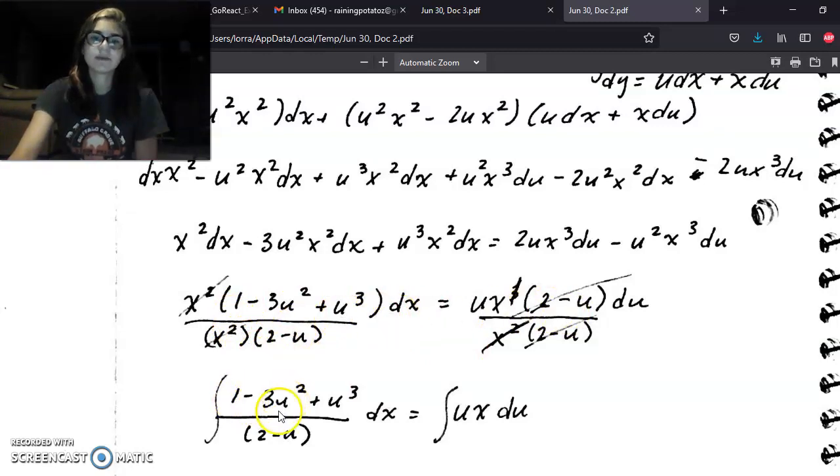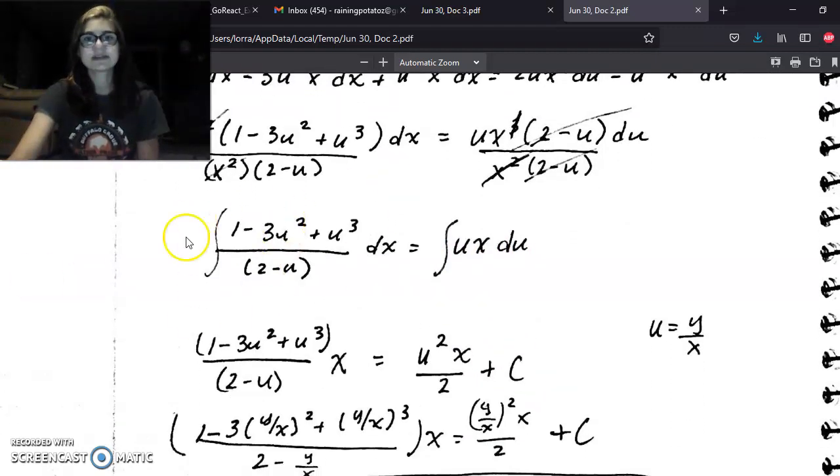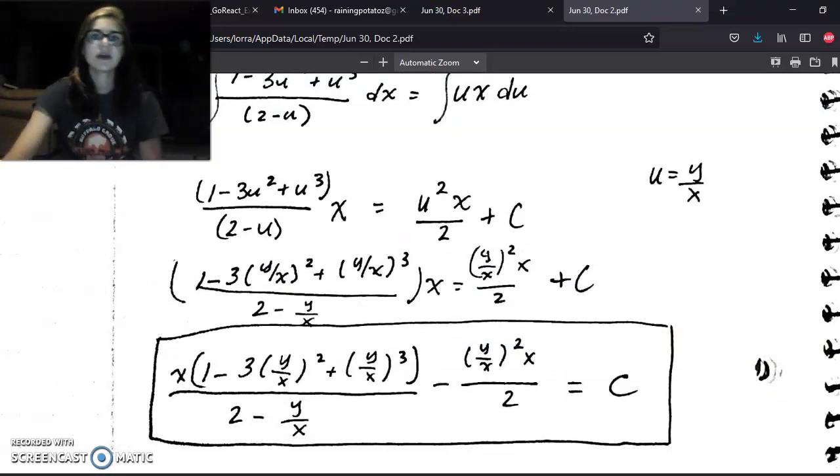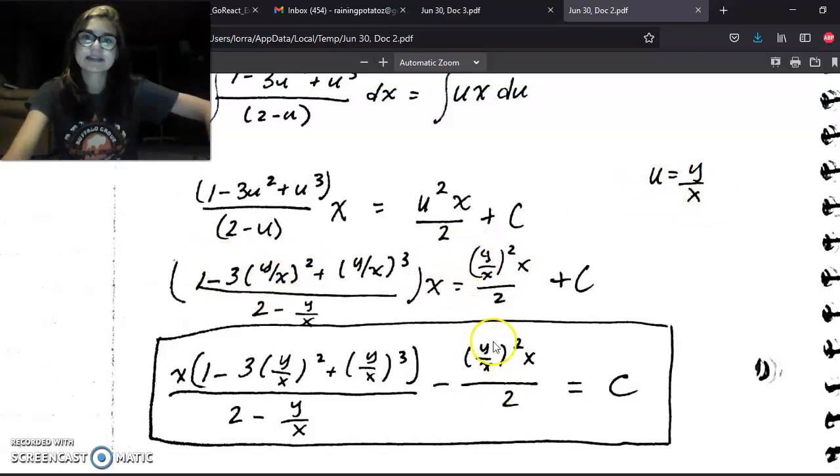So ultimately you get 1 minus u squared plus u cubed over 2 minus u dx, and then u over x du. And basically you take the integral of both of these. You can treat this as a constant because we're integrating in x, so that's that. And then u squared x over 2 plus c. And then after that, you can plug in u is equal to y over x. And so I just plugged in y over x, and then I subtracted this value to the other side, such that c could be by itself.